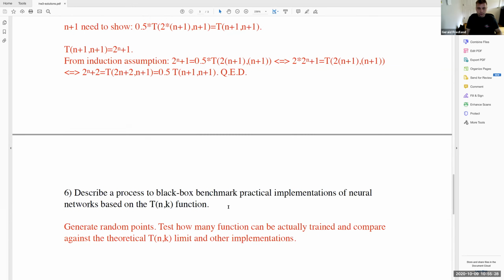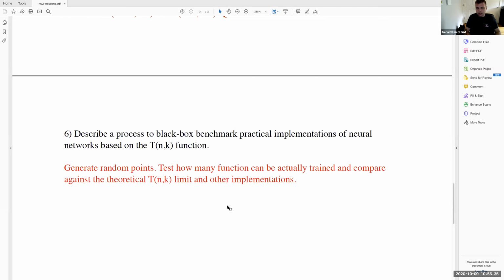Number 6 is more interesting. Describe a process to benchmark practical implementations of neural networks based on the TNK function. And we have to remember here that the TNK function is sort of your optimum. Now the question is, how close can I get to the optimum? And that's how you benchmark. So the TNK gives you the baseline, and then what you do is you generate random points, and you test how many functions can actually be trained and compare against the theoretical limit.